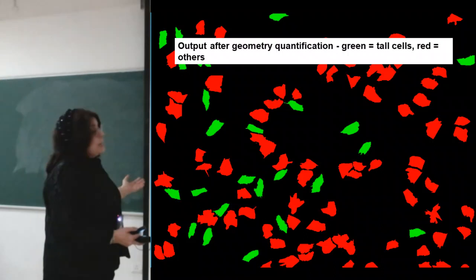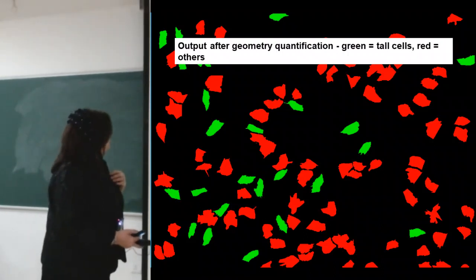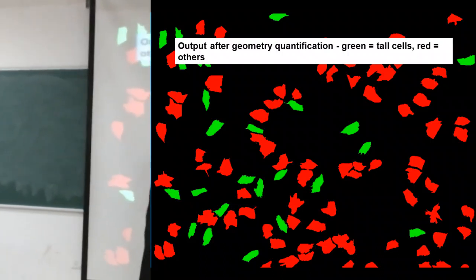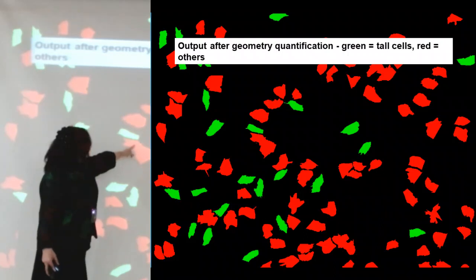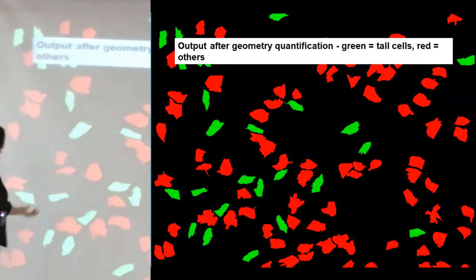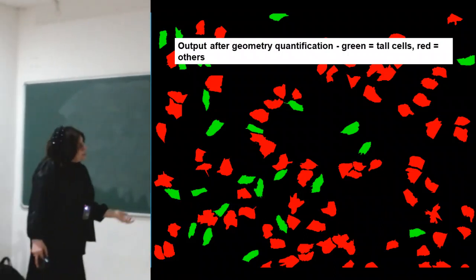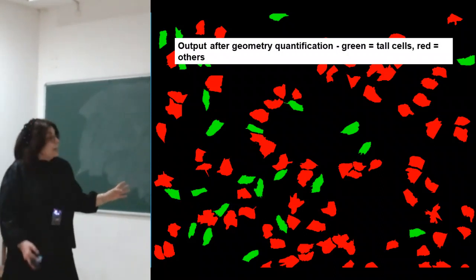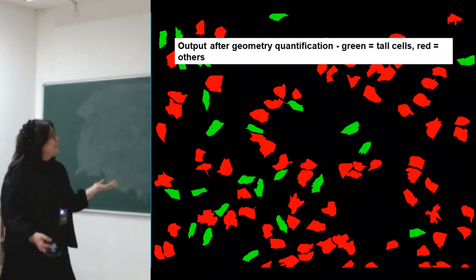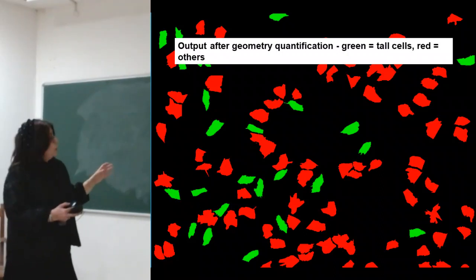So this is now higher power, and this is the output. The green are the tall cells, and the red, and some of these are really crazy red, are cells which are not tall. When you look at this, it makes you a little nervous because some of these look like real cells, but some of them don't look like real cells, even though they're not tall.